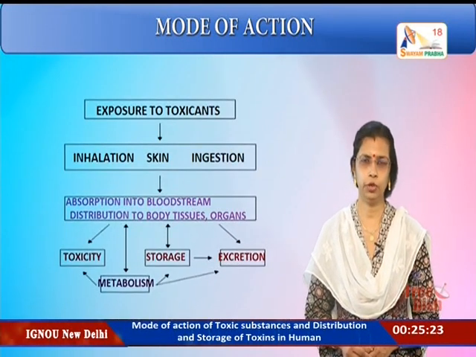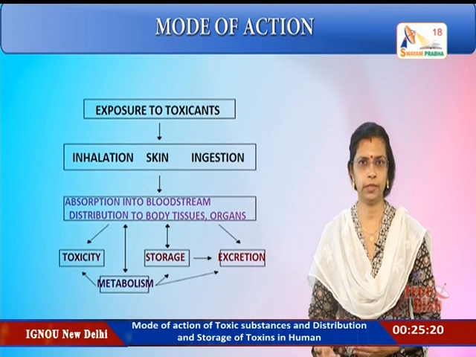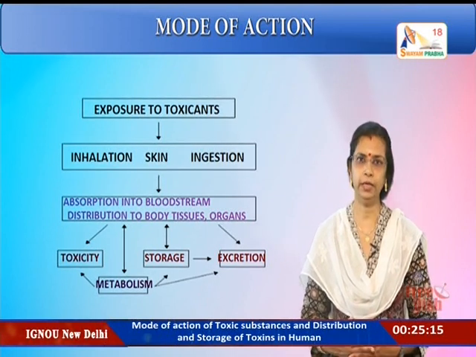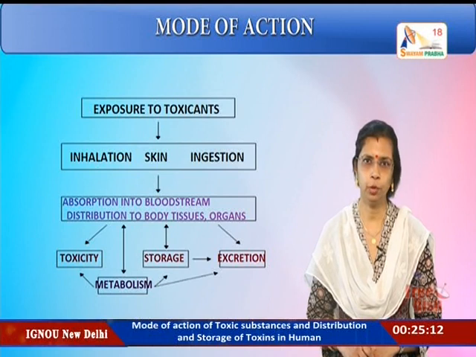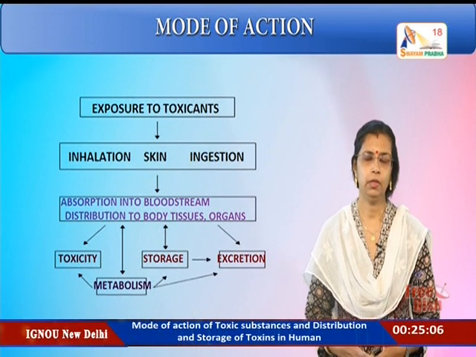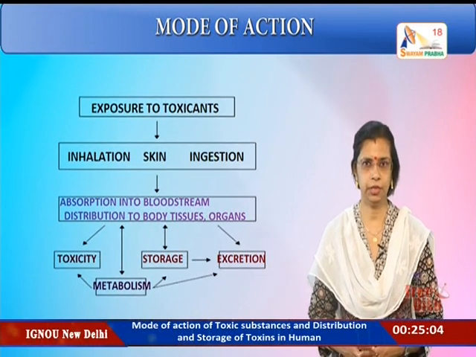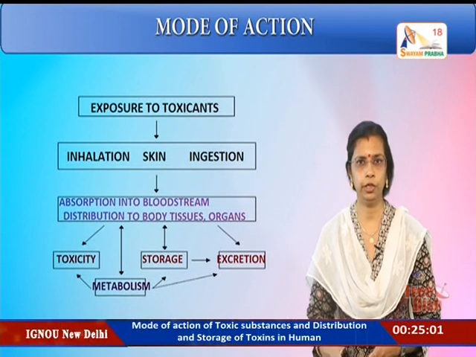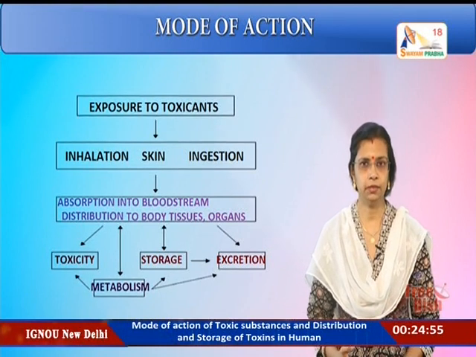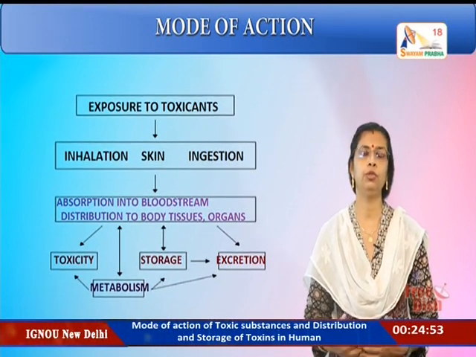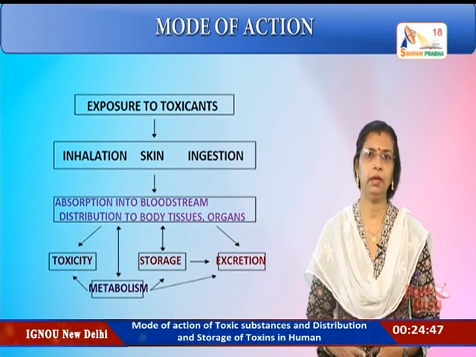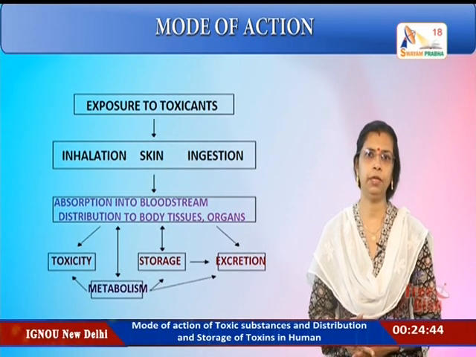Now this is a flow chart which is showing the exposure to the toxicants. The routes of exposure to any toxicant to a human being can be through inhalation, through the skin by way of absorption, and ingestion by eating or drinking any of the food products. After that, it will be absorbed into the bloodstream and distributed to the various body tissues as well as the organs. After that, either the toxicant can be biotransformed and finally detoxified into a non-toxic material, and then that can be excreted and eliminated from the body.